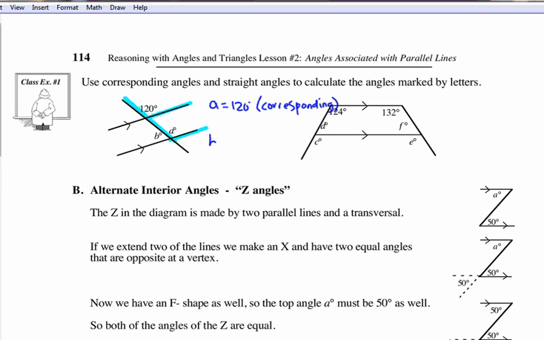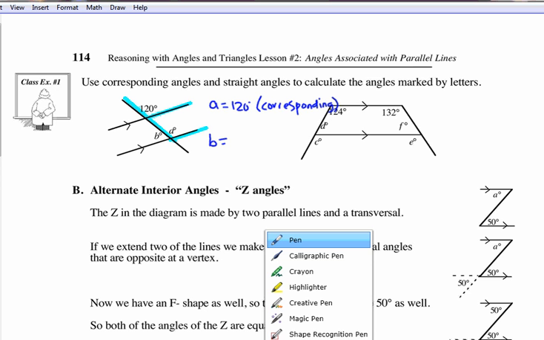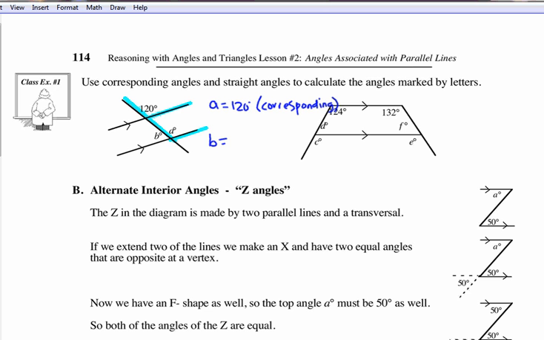Now angle B we can get because, why can we get angle B? What do we have here? A straight line. If we know A is 120, then B is going to be 180 minus 120.